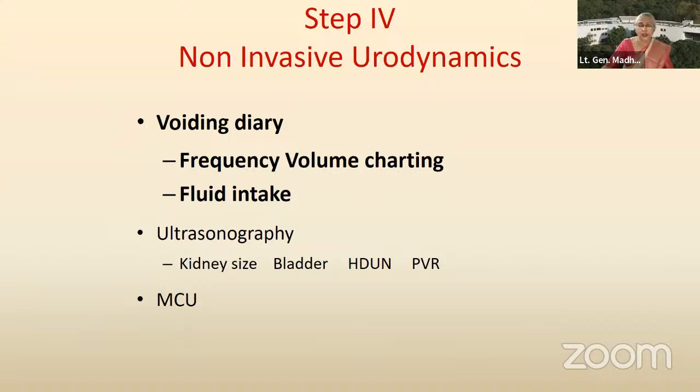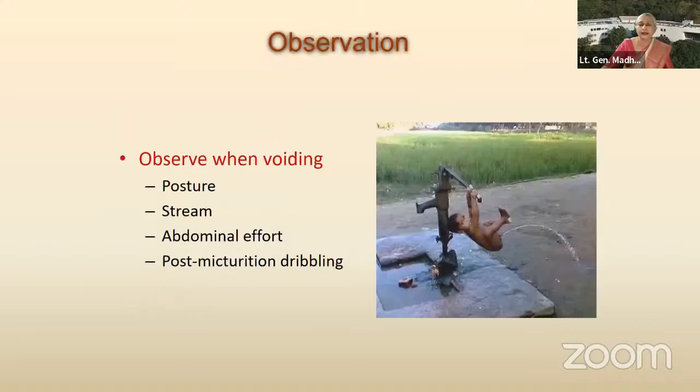I'll draw your attention to the USG, where not just the kidney size correlated to the age, but we need to look at the bladder. We would look at the bladder wall thickness, any hydroureteronephrosis, and more important, a post-void residue, which should be looked at immediately after the child has passed urine, because a delay in that may give a wrong calculation. And a micturating cystourethrogram if indicated for recurrent UTI. Otherwise, we go a little lesser.